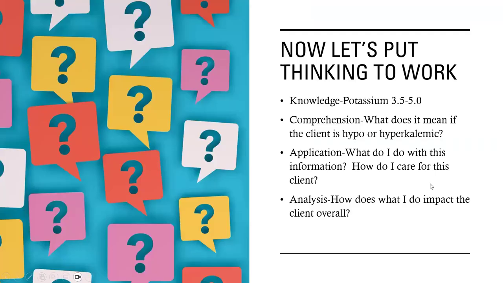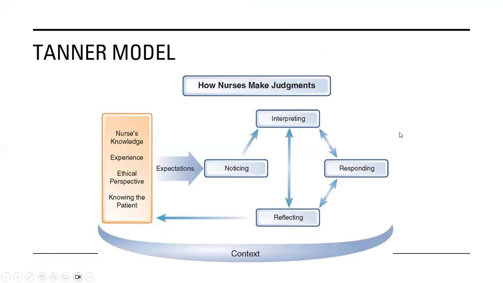Okay. So the example that we have here also is potassium. Knowledge: we're recalling that a normal potassium is 3.5 to 5.0. Comprehension: what does it mean if the client is hypo- or hyperkalemic, if that potassium is too high or too low? What do I do with this information? How do I care for this client? And then analysis: how does what I do impact this client overall? So we're thinking about everything pretty much from A to Z when we put it all together for that client.